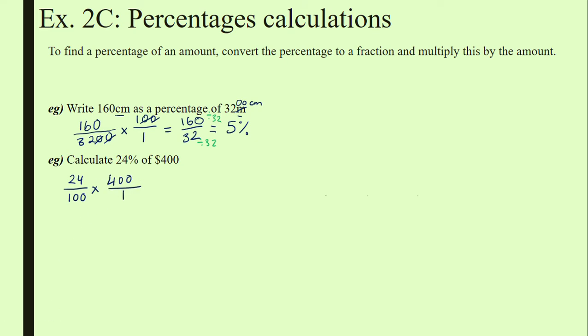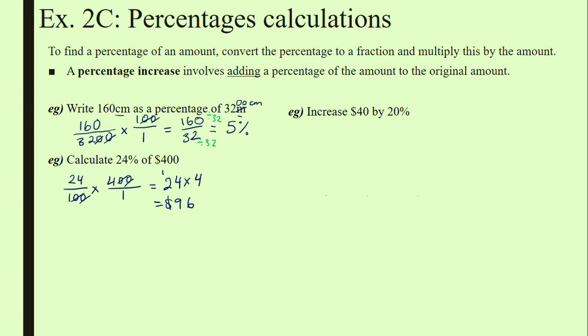Of course, we're going to cross cancel again, so we can see here that 100 is a common factor between 100 and 400, so I'll cancel out those zeros. And now I have an equivalent equation of 24 times 4, which is just 4 times 4 is 16, put down the 6, we remember to carry the 1. 2 times 4 is 8, plus 1 is 9, and don't forget the dollar sign. So $96 is 24% of 400.